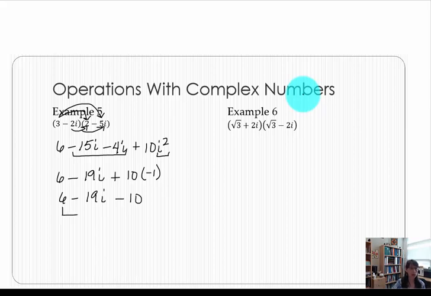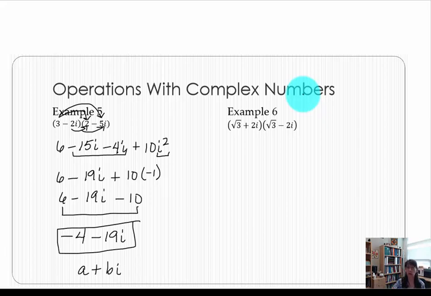Now we have some like terms that have been created. 6 minus 10 would give us negative 4, and then we include the imaginary term, negative 19i. So notice again we have our a plus bi format, and sometimes b is going to be a negative number, and that's why we see subtraction.